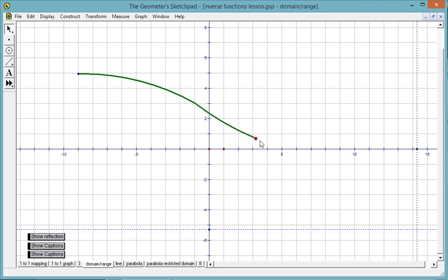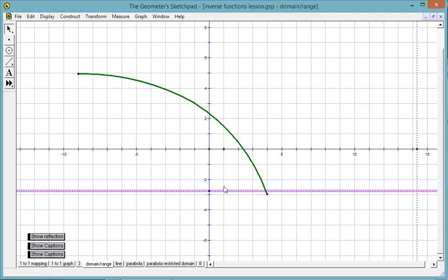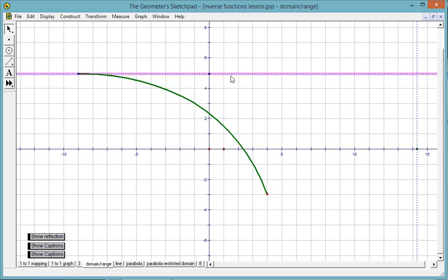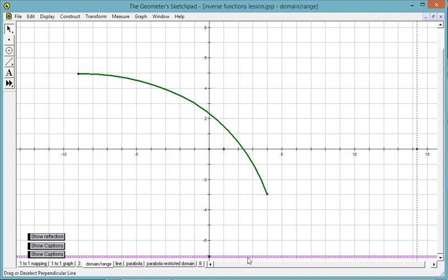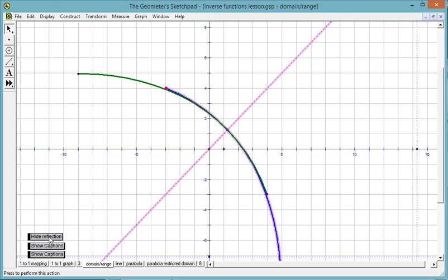Okay, so here, let's try this. This would now be a one-to-one function, because it passes that horizontal line test. And could you sketch the inverse function? Yes, you could. It overlaps on itself a bit, but you could draw the reflection over that line, and it would be a function.